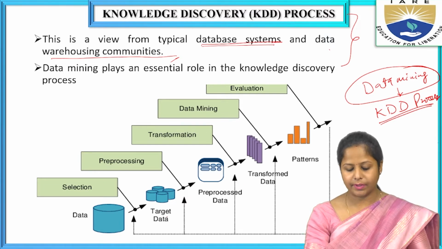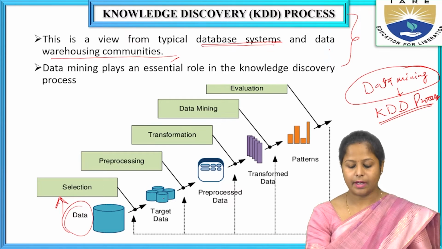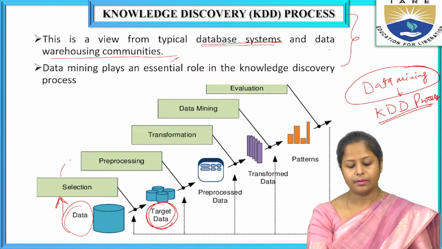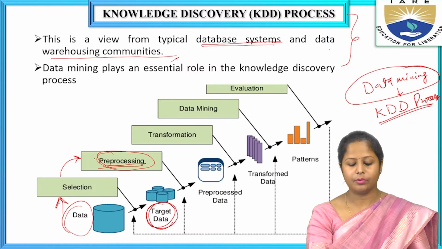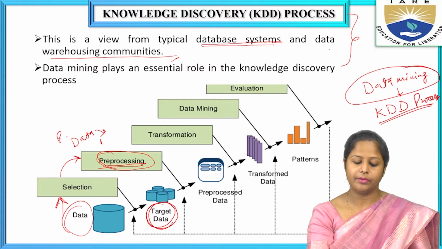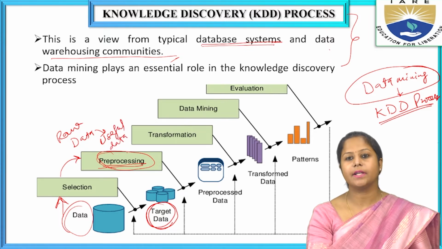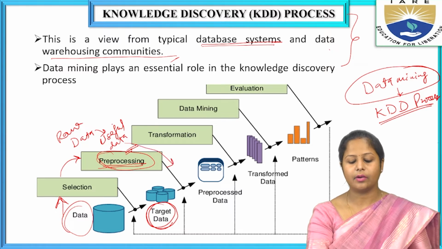So in this graph, we can see the diagram. We can select some data, so this will be the selection part. After that, we will search for the target data. Then we are going to pre-process that data. What is pre-processing? Pre-processing is nothing but making raw data into useful data. We have to take only the useful type of data and use that data. We can call it structured data.